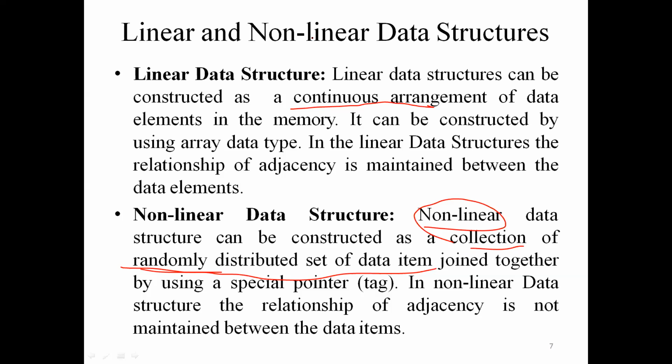Non-linear data structure is a collection of randomly distributed items. When you want to allocate 5 MB of data but you cannot allocate contiguously, sequentially, because there is no space in the memory, instead you make a link between the nodes. The spaces are distributed somewhere else, randomly. You are trying to connect each and every node, forming a particular structure joined together by using a special pointer. So this is non-linear data structure.